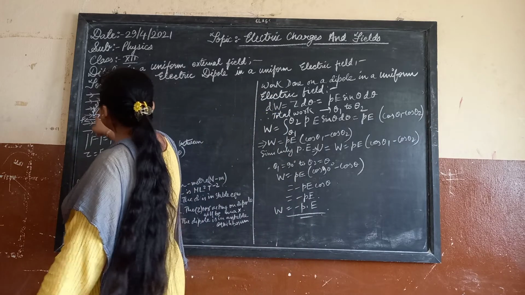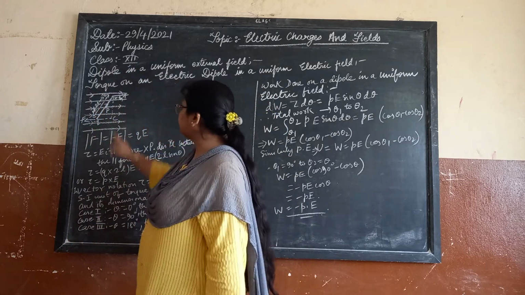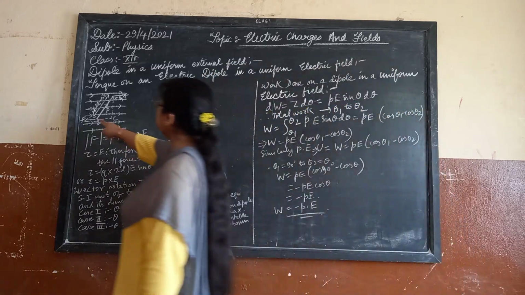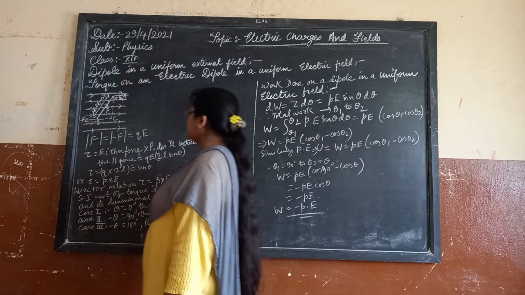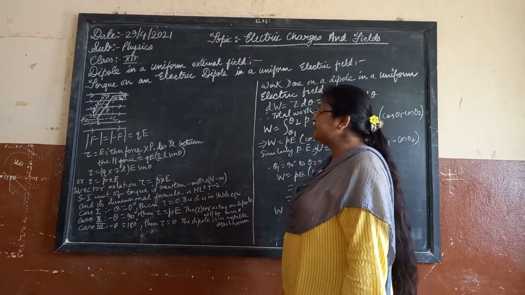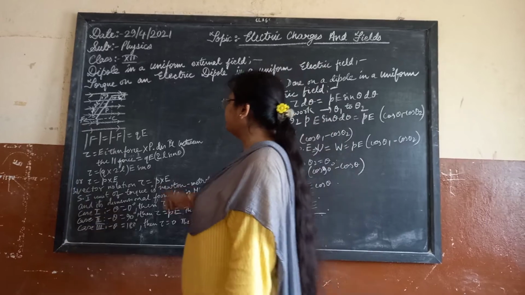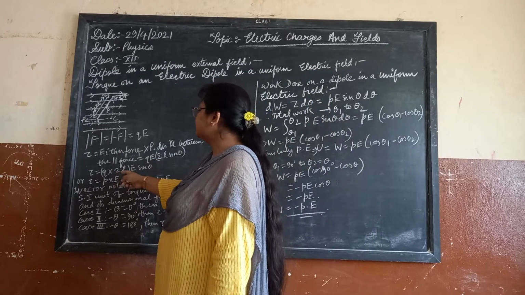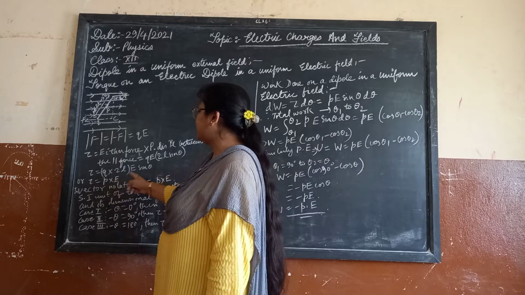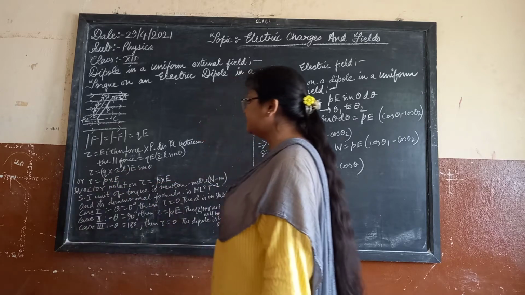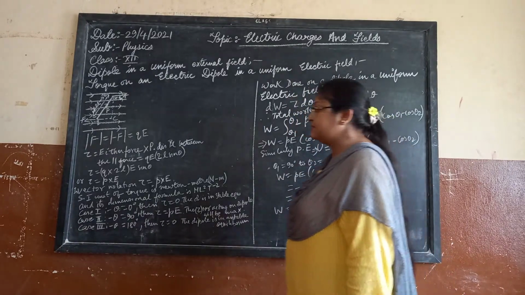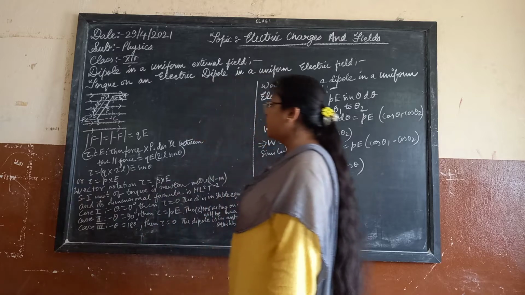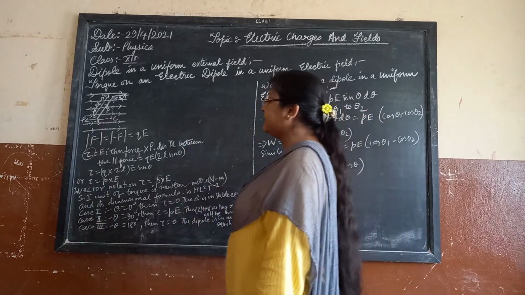This is A, this is B, and this is C. So the perpendicular distance BC between the parallel forces will be given by QE into 2L sin theta. So Q into 2L, we know it is P, so tau is equal to P E sin theta. This is the torque acting on it, which we can define as torque.